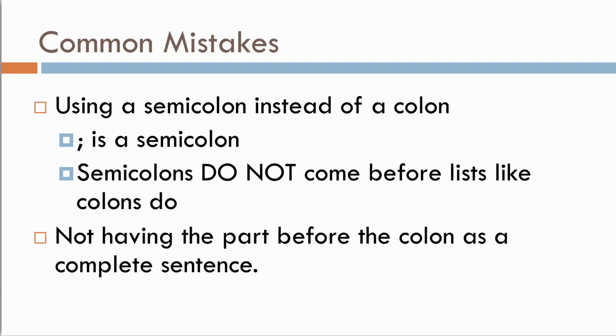Finally, common mistakes. One common mistake is using a semicolon instead of a colon. So we've learned about semicolons last month. They are different. Even though they look a little bit similar, and they both have the word colon in it, they have completely different rules. Semicolons don't come before lists. Semicolons are going to separate two complete sentences, kind of joining them. The second common mistake is not having the part before the colon as a complete sentence. So you can write that section down or not. It's up to you. Just make sure you understand that those are some common mistakes.